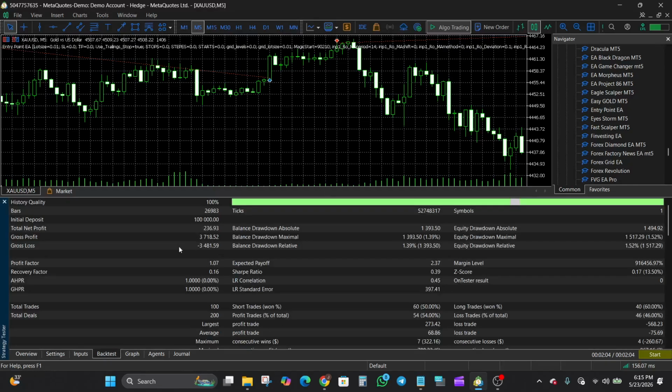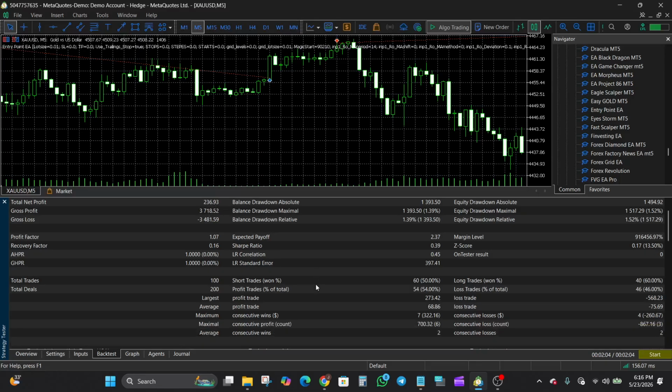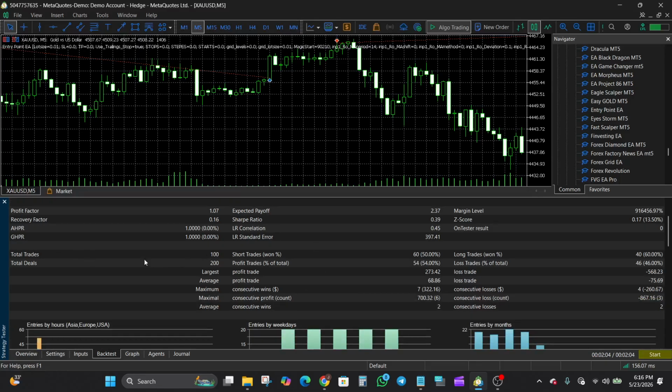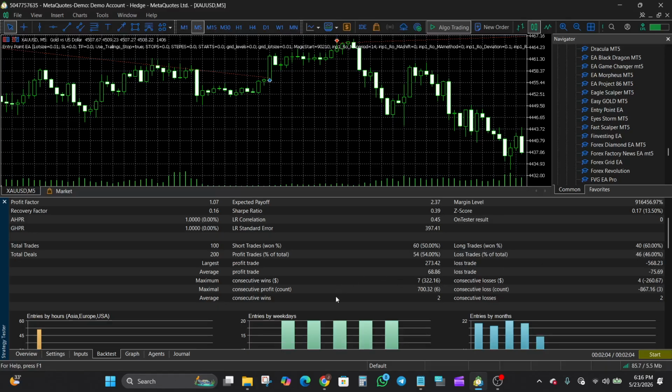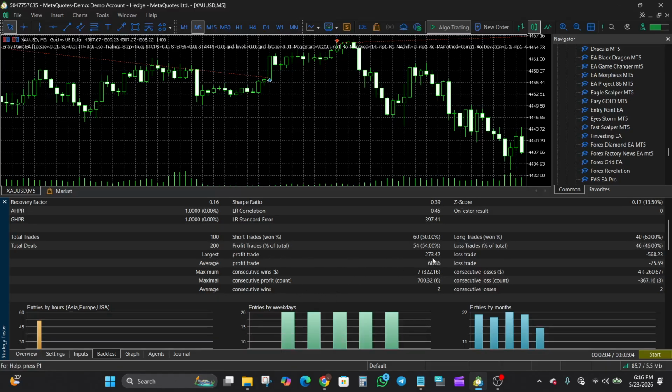So now looking at the results themselves, we can see that from an initial deposit of 100,000, the total net profit was just 236.93. 100 total trades we are taking, 60 were short trades with 50% win rate, 40 were long trades with 60% win rate. And then I can also see that the largest profit was 273.42, largest loss was 568.23, average profit 68.86, average loss 75.69.